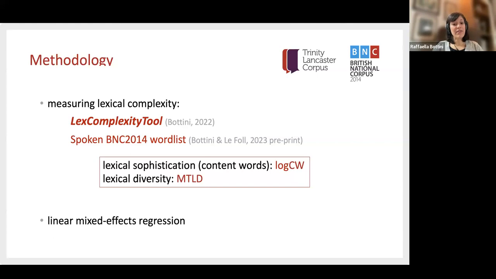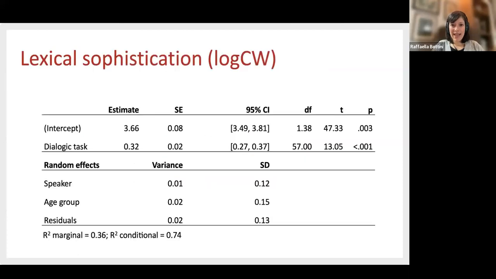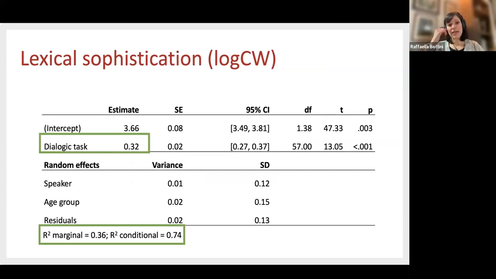And then I ran a linear mixed effects regression because, of course, I had 2 observations per speaker. So each learner was producing language across 2 tasks. So let's see the results. Starting with lexical sophistication and the mean frequency of content words, the baseline was the monologic task. So this means that the intercept in the first row represents the estimate for the monologic task. But you can see in the second row that learners produce vocabulary characterized by higher frequency scores in dialogic tasks because the estimate is positive, 0.32.